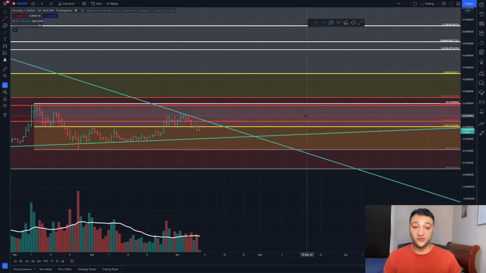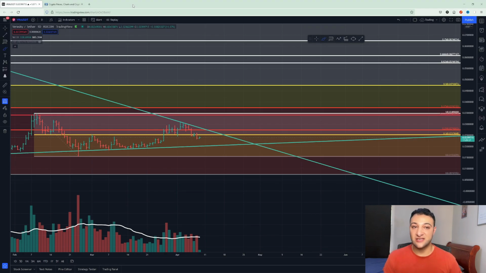Let's have a look at volume to see how interested the whales are in VRA. I always say this every video, you need to look at volume. There are plenty of YouTube channels that don't talk about volume. They just do basic horizontal lines talking about basic support and resistance. That's a good starting point, but if you really want to see the genuine interest in your crypto, you need to have a look at volume.